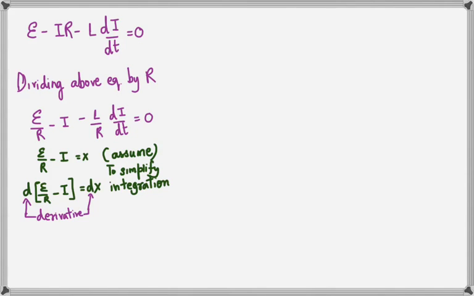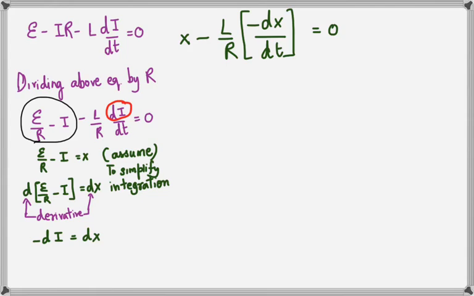So the differential will be d(E by R minus I) equal to dx. When you do the derivative of this, you get minus di equal to dx. We are doing this because in the equation we have got di which we want to replace. Now we replace E by R minus I as x and di as minus dx to get the new equation. Now you can see that it is easier to integrate this one, and hence we made the assumption.